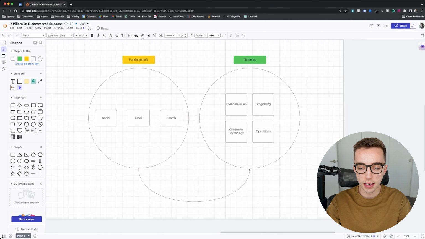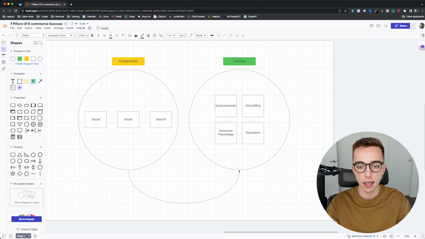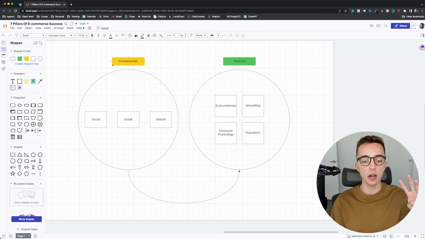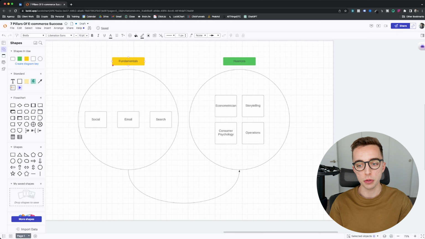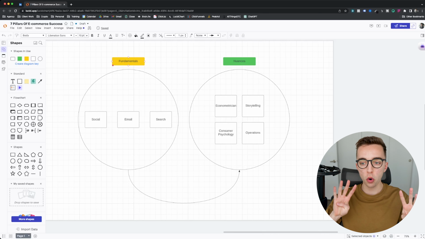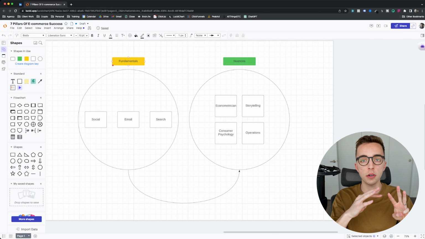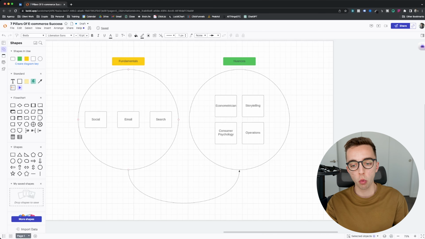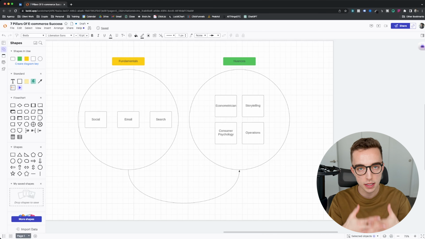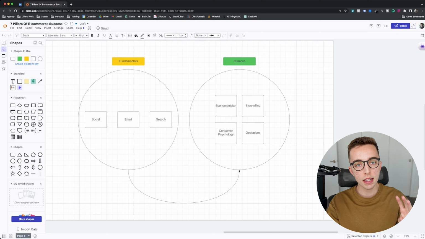What Charlie is saying is the following. On the one hand, you've got 3 pillars, which are the fundamentals. And on your other hand, you've got 4 nuances to these 3 fundamental pillars. And those work together hand in hand to create success for your brand. So he says, on the one hand, you've got to have ways for you to market your brand, right? Those are the fundamental ways of mastering marketing for your brand, which essentially are social, email, and search.